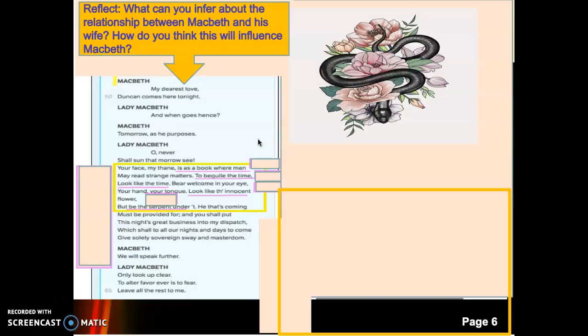Then she's going to manipulate him in a different way this time. From the assertion of no, he's not going to see tomorrow, she directs her attention on describing him as a book that is so clear to all people. So she resents that fact in a way.